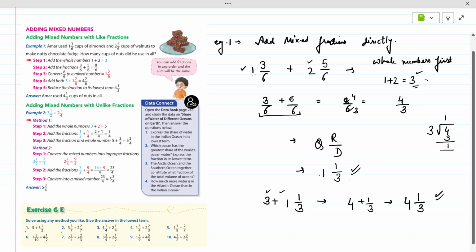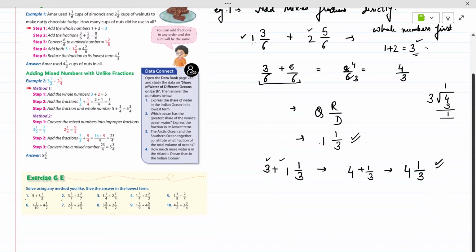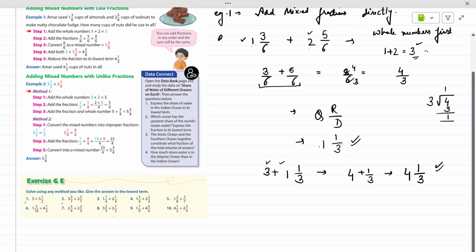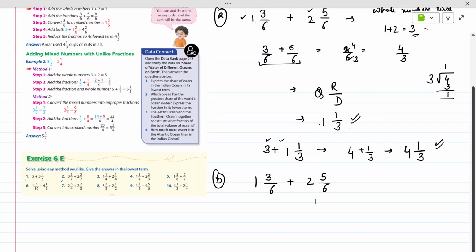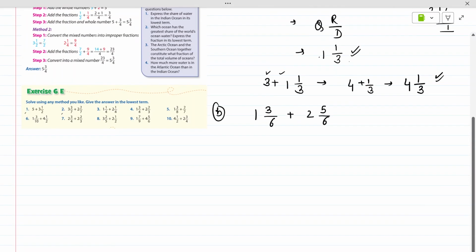Okay, so kids, this is one way of doing this question, where we are adding the whole number and the fractional part separately. Next, I'm picking up the same fractions, but I'm doing it with another method now. Okay, so let's see what we can do here. Let us first change these mixed fractions to normal fractions.